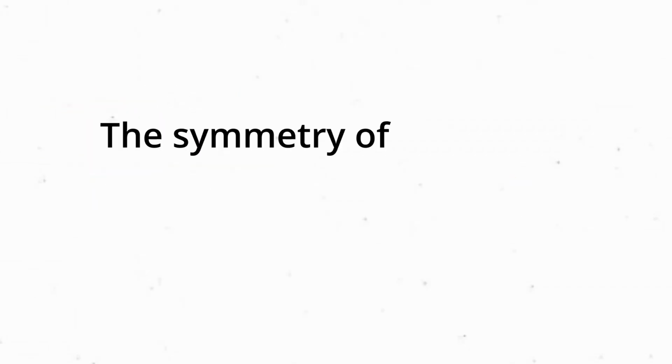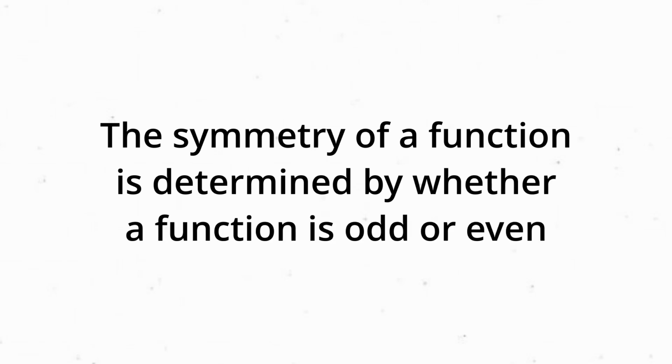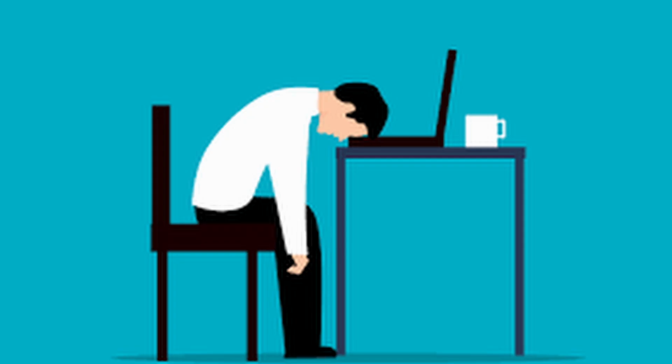However, something your 3.5-month-old puppy probably couldn't understand is the symmetry of a function. The symmetry of a function is determined by whether a function is odd or even. Remember that whole degree of a function talk from before? Yeah, well, it turns out that isn't just a medieval torture method designed to make you bored out of your mind.